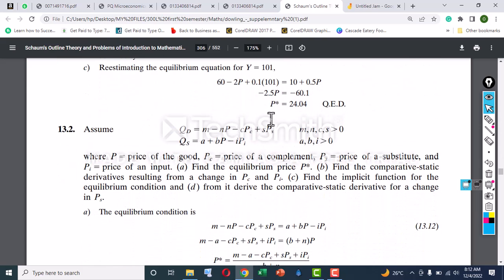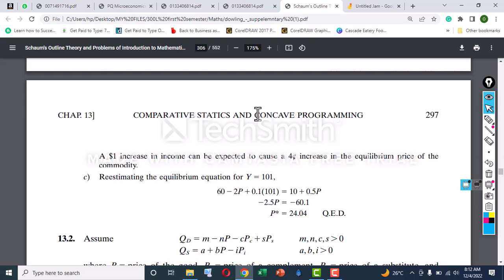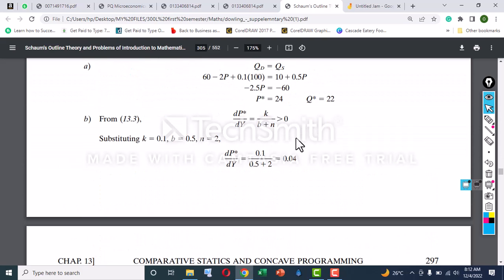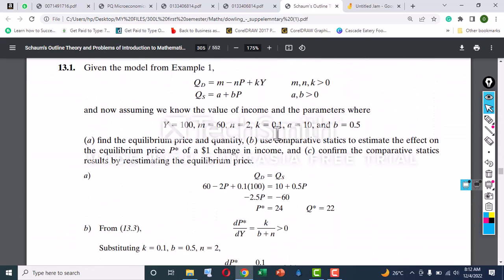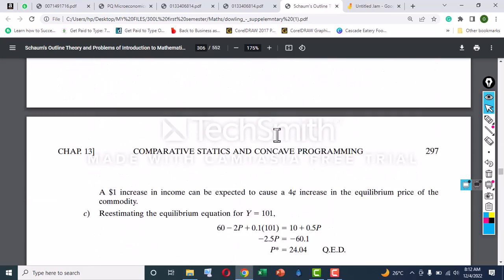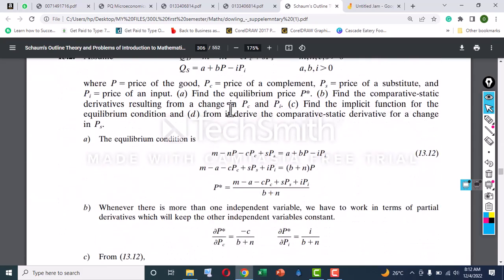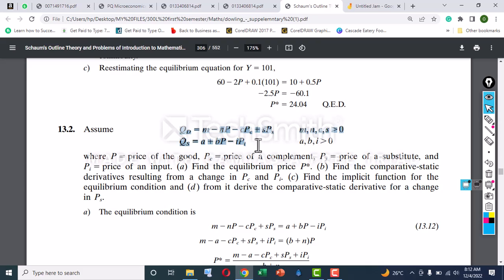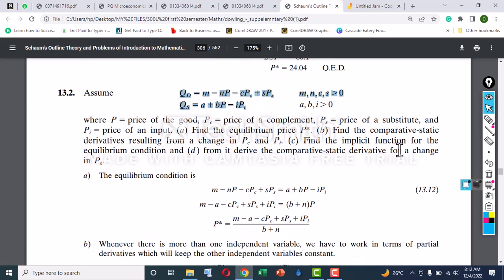So let's try this. This one seems to be pure figures. Okay, this is 13.1, 13.2. So let's do this. So we have that.